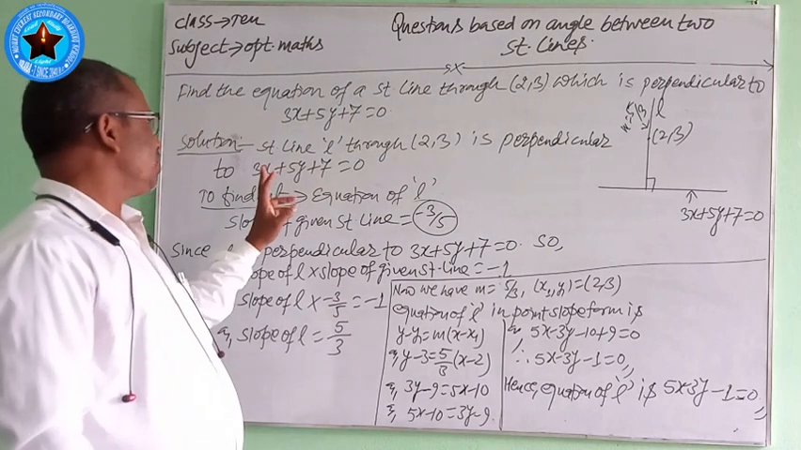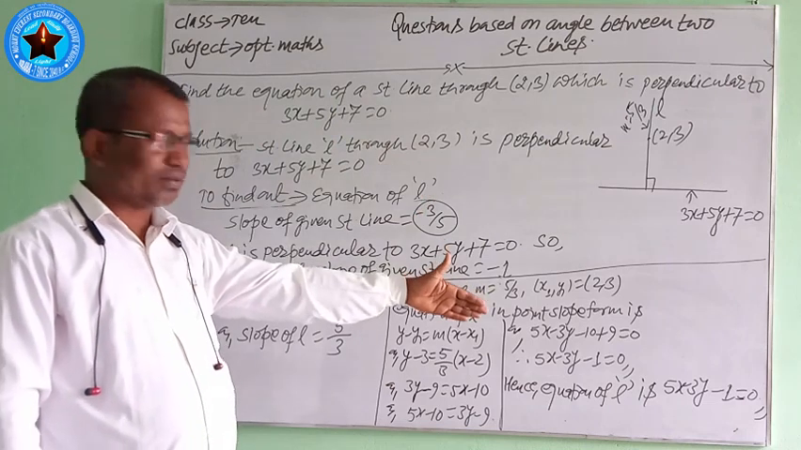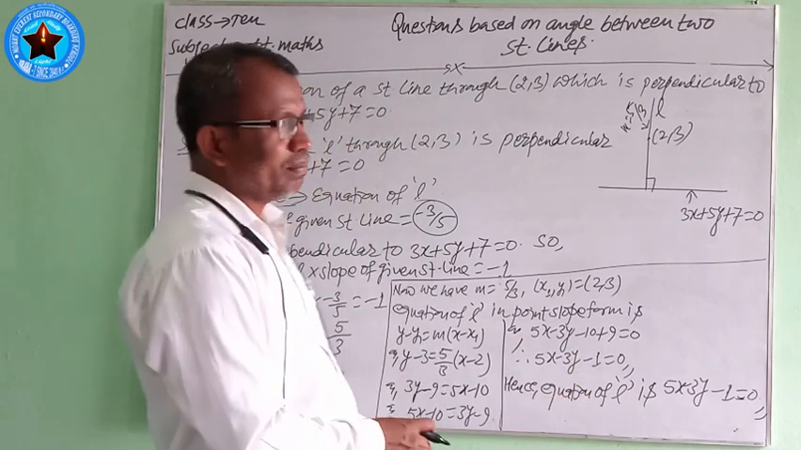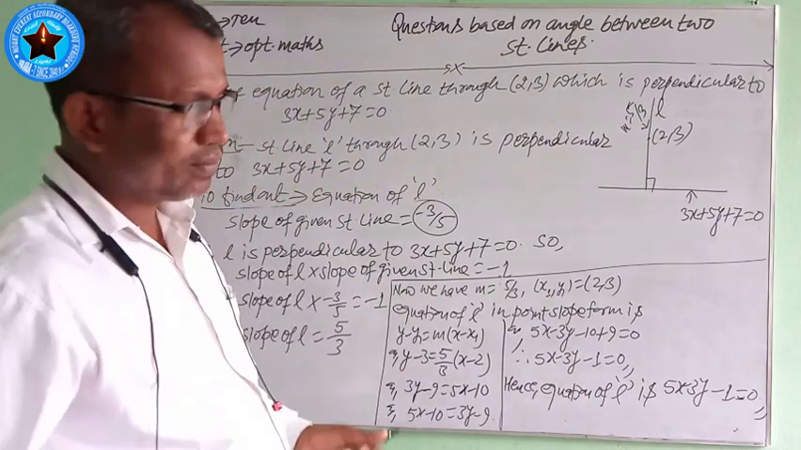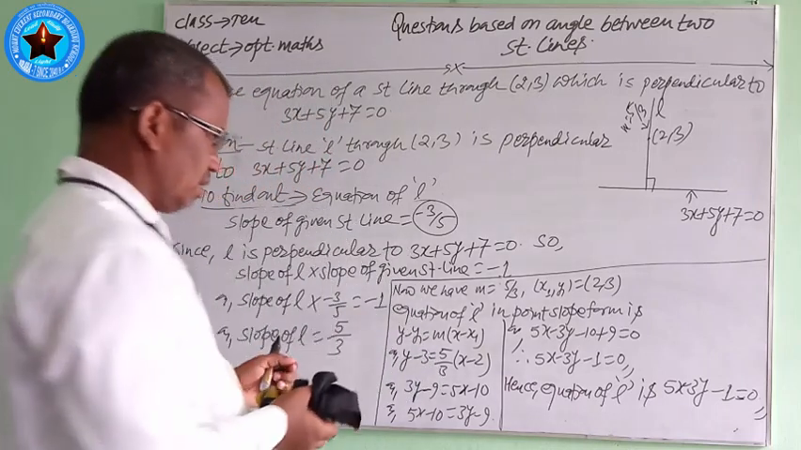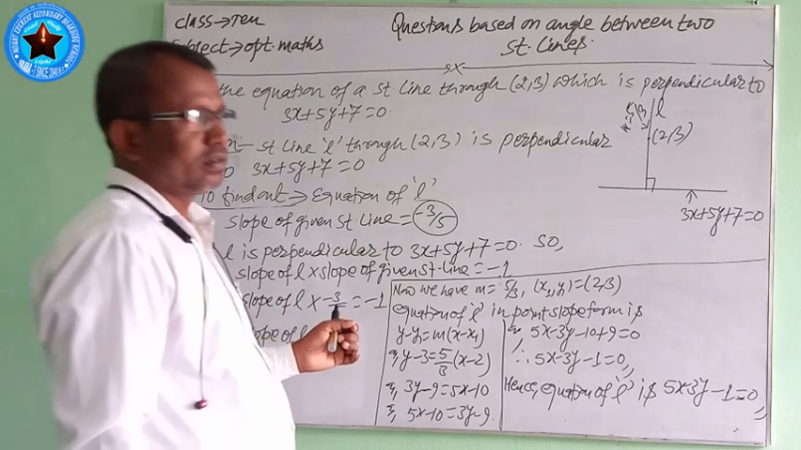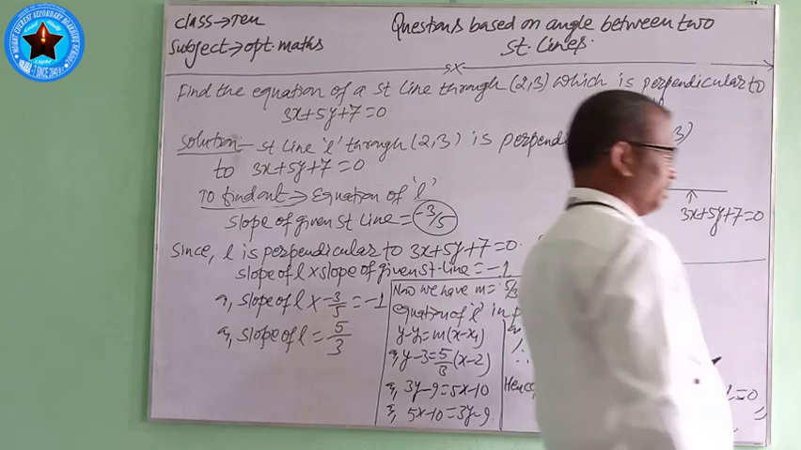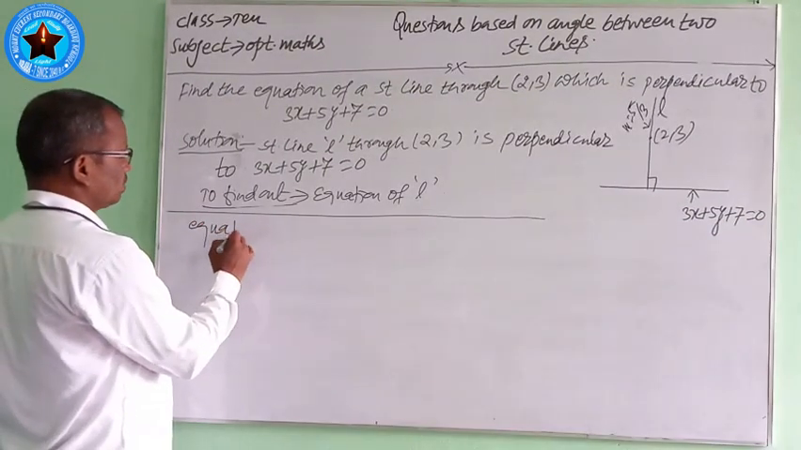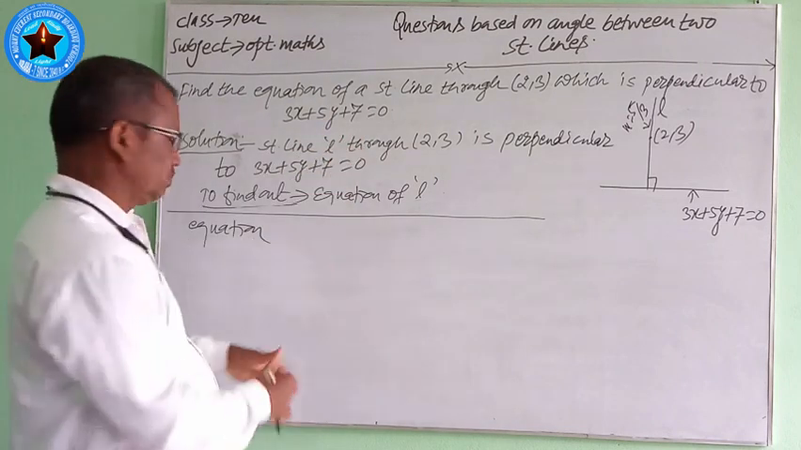Now again we can compare the equation of the given straight line and the equation of L that we have found. By the comparison we can have another method. Now I am going to compare these two equations. Now I am not writing the solution of this question, I am writing another thing.